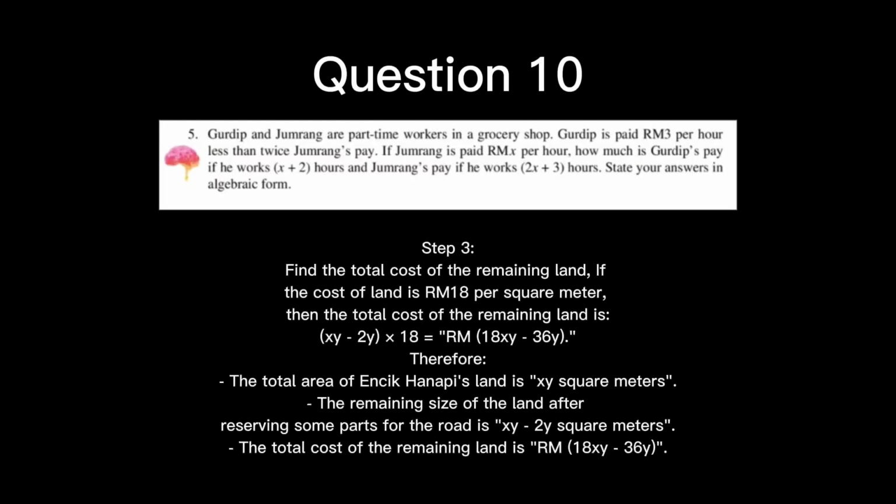Step 3. Find the total cost of the remaining land. If the cost of land is Rm per square meter, then the total cost of the remaining land is (z - 2y) × 18 = Rm 18z - 36y. Therefore, the total area of Sikanapi's land is z square meters. The remaining size of the land after reserving some parts for the road is z - 2y square meters. The total cost of the remaining land is Rm 18z - 36y.